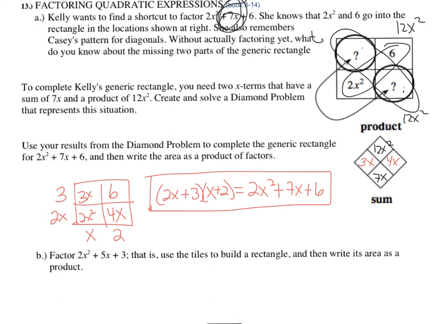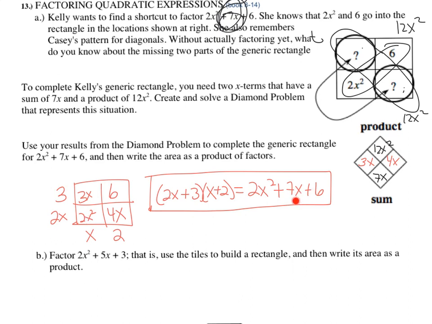So this is why you learned diamond problems and why you've been practicing them for so long. They're going to help you to factor trinomials. So you're going to find the product of the first and last term, because the first term goes in the lower left of a generic rectangle, the last term goes in the upper right, and we know that the right diagonal and the left diagonal have the same product all the time. So if we find the product of these two, we fill it into the top of the diamond.